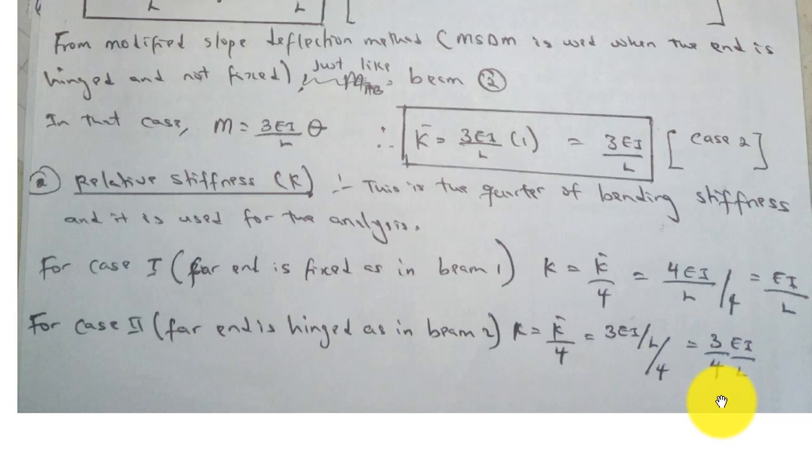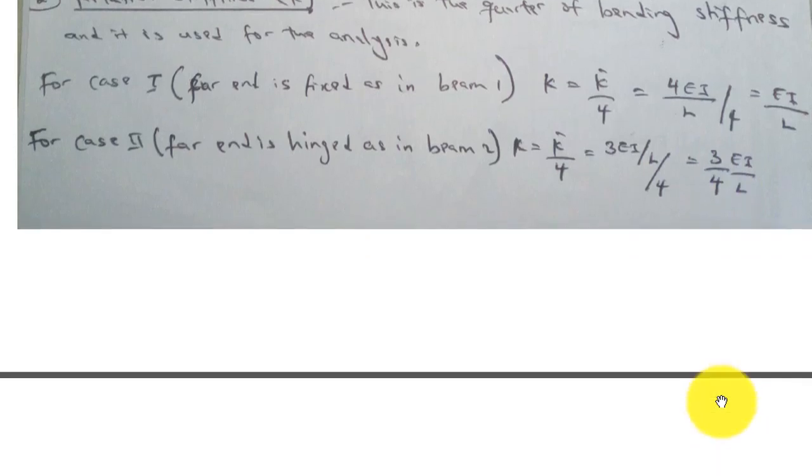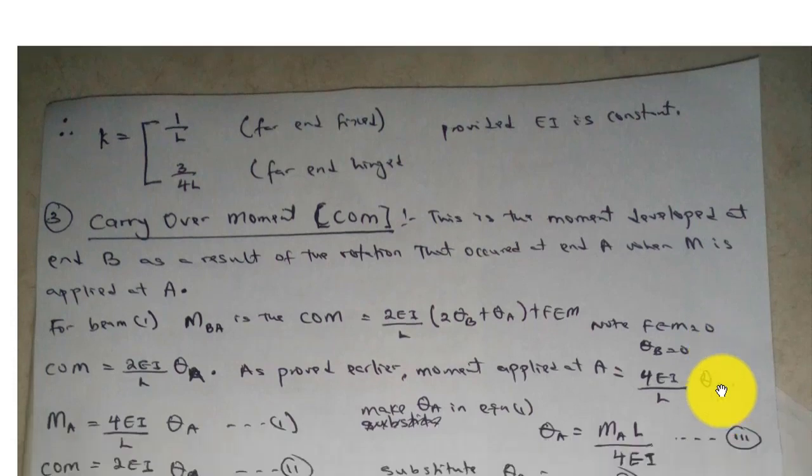So we've defined two terms now. So I just rewrite it here. The third one now is carryover moment. This is the moment developed at end B as a result of the rotation that occurred at end A when M is applied at A.